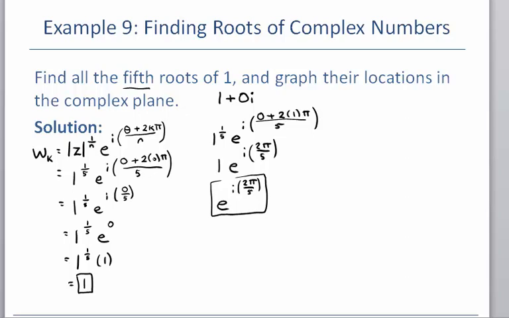Okay, let's move on to the third one. For the third one, we're going to have a very similar setup. The only thing that's going to be different is that instead of using a 1 for the k value, I'm now going to use a 2 right here. Again, 1 to the 1/5 is 1. We have e to the i. On the top part of the fraction, we have 4 pi, and on the bottom we have 5. And so our next root will be e raised to the i times 4 pi over 5.